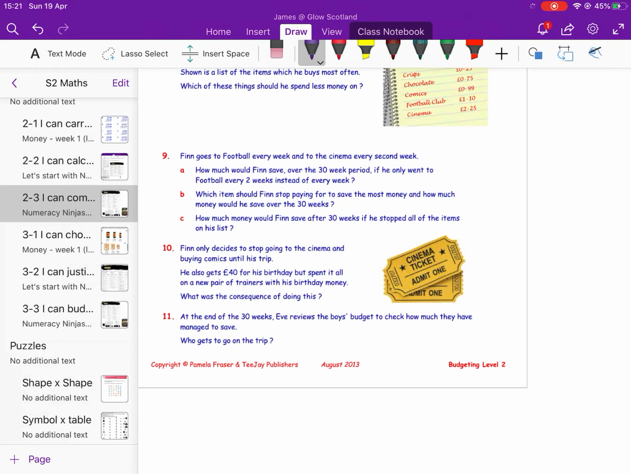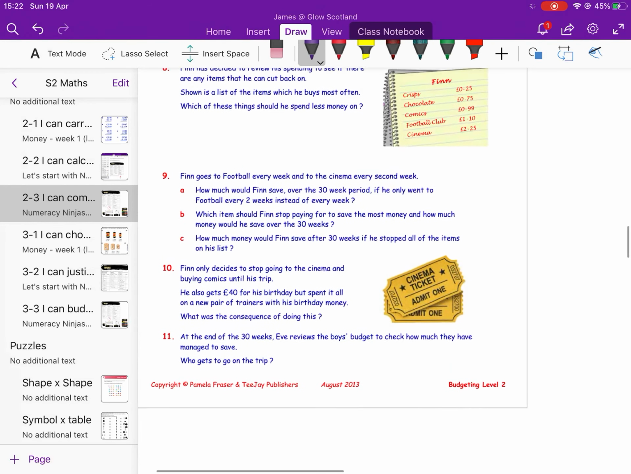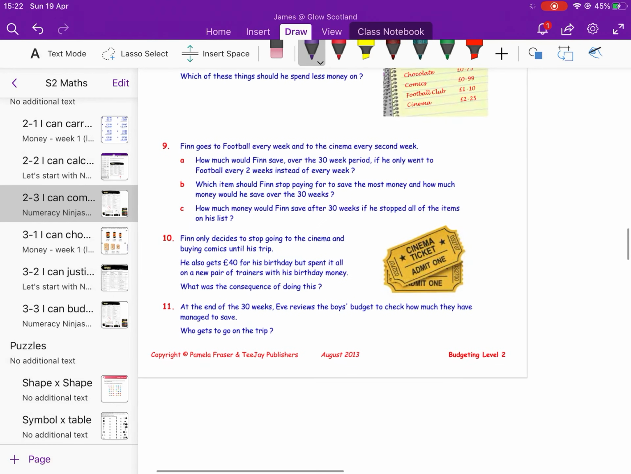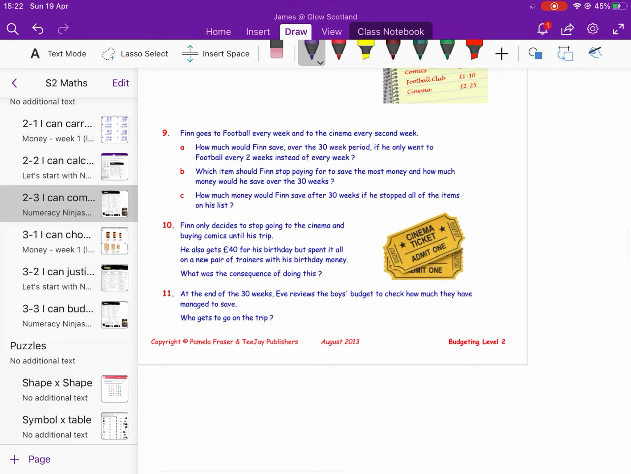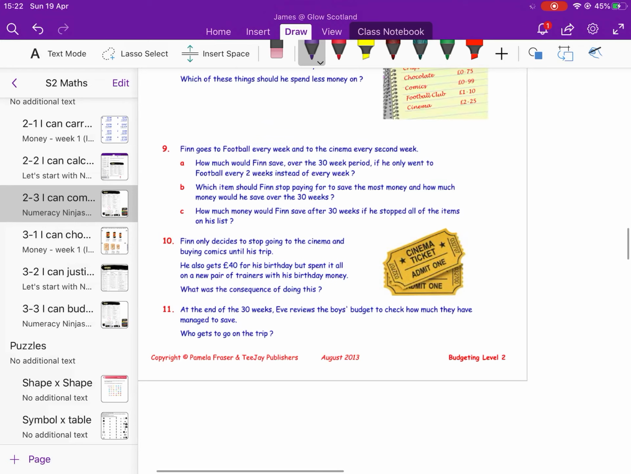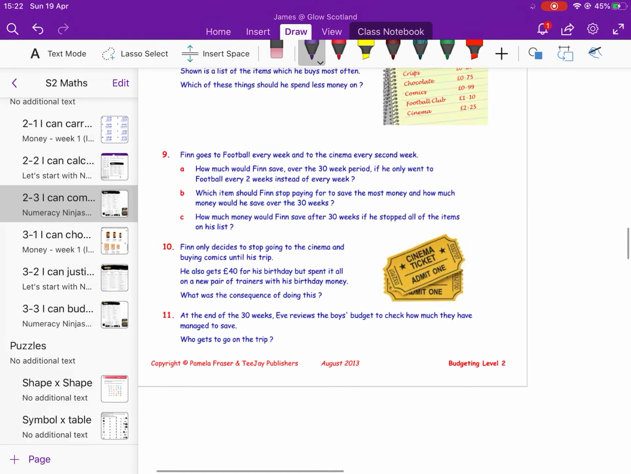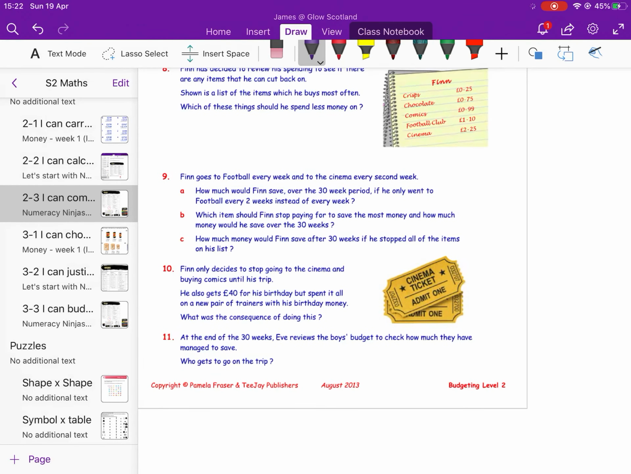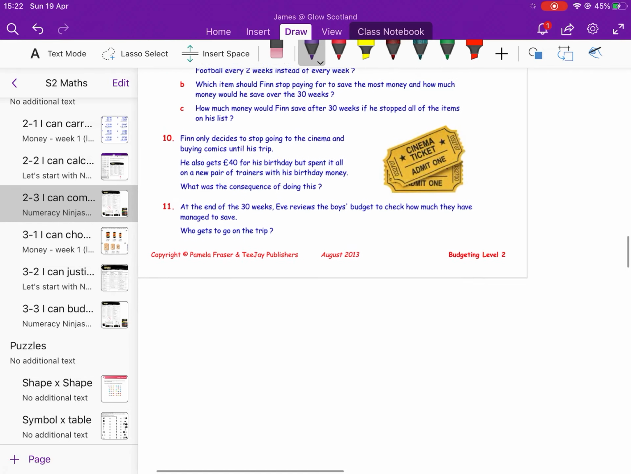Which item should Finn stop paying altogether to save the most money? And then how much money would he save? So look for the most expensive thing he's spending on, and you can times that by 30. And for C, how much money would Finn save after 30 weeks if he stopped all the items on his list? So if you add that up and get the total of all the items on his list and times that by 30, you'll get the answer for 9C.